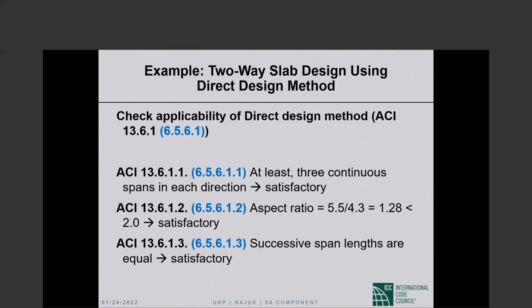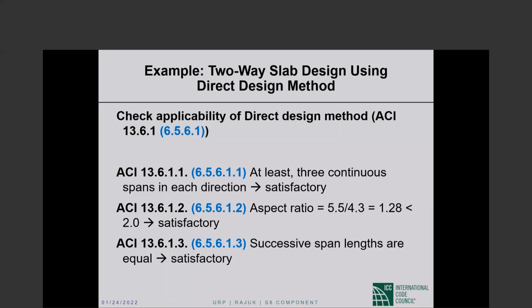Okay, now direct design method. Remember, we have to meet a number of conditions. We have to have at least 3 continuous spans in each direction. We have 3. The aspect ratio cannot be any more than 2. Our aspect ratio is 5.5 divided by 4.3. Long direction, we have 5.5 meters. Short direction, 4.3. That is 1.28, obviously less than 2. That is satisfactory.